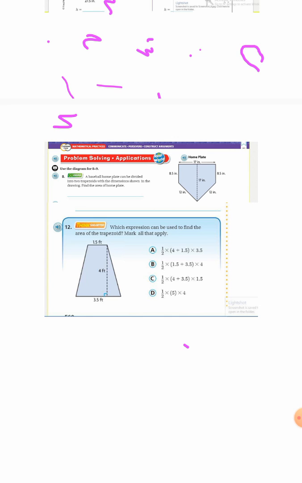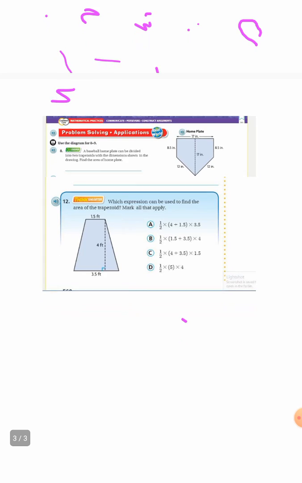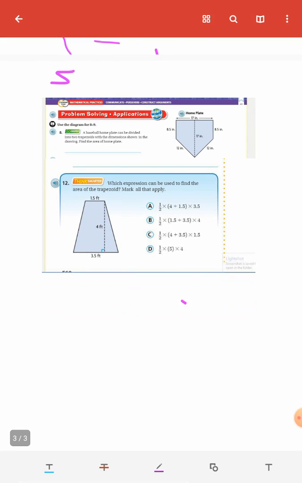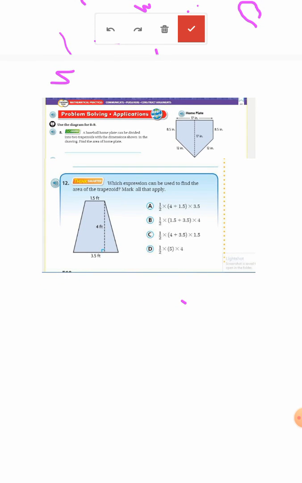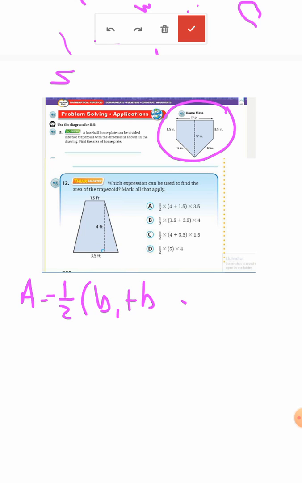As you see in the drawing here to the right, we have two trapezoids, one to the right, one to the left. For the trapezoid, we have to use the formula: A equals half B1 plus B2 multiply height. First of all, we need to know the information of each trapezoid.